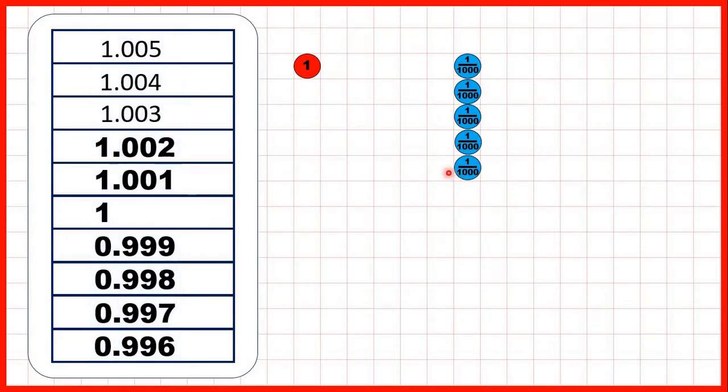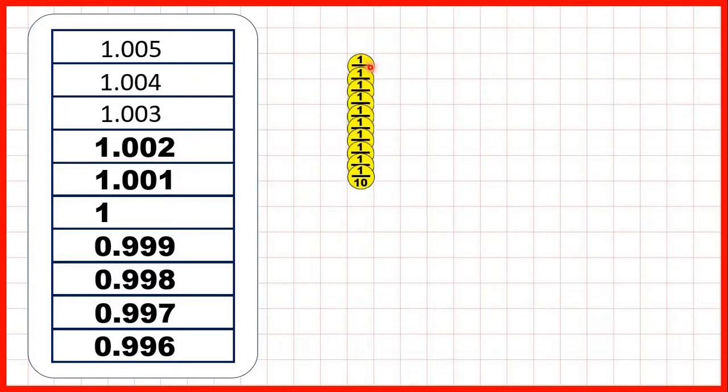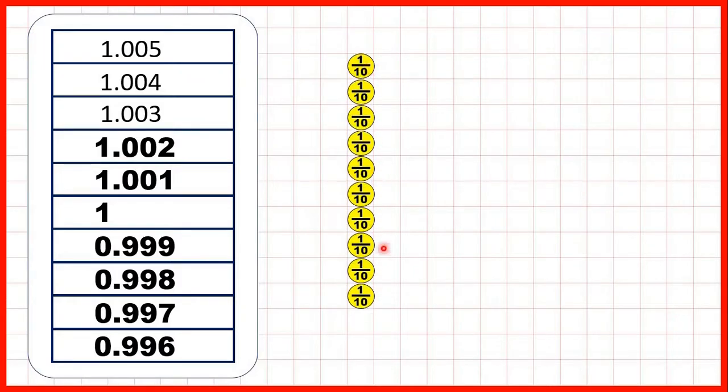So again, let's use place value counters so that we can see what we did here. We're counting back in thousandths, so taking away one of our thousandths counters each time. But now, when we have one whole, in order to subtract thousandths, we first need to exchange that one whole for 10 tenths, because 10 tenths is the same as one whole.